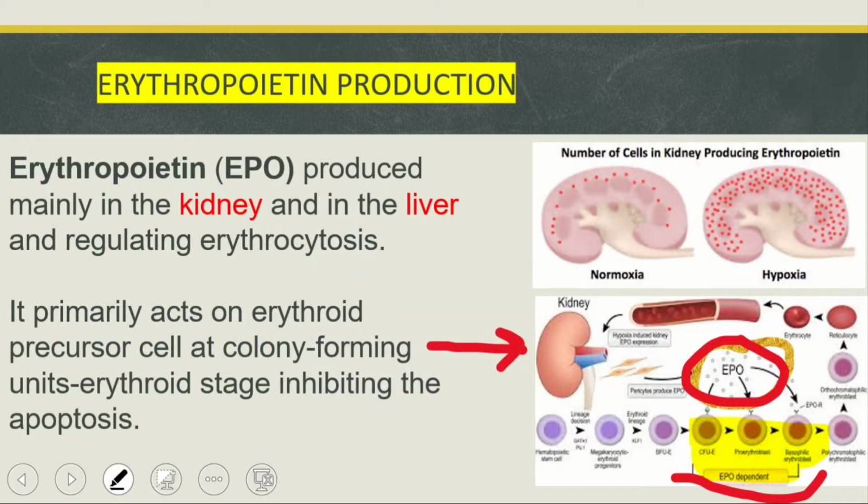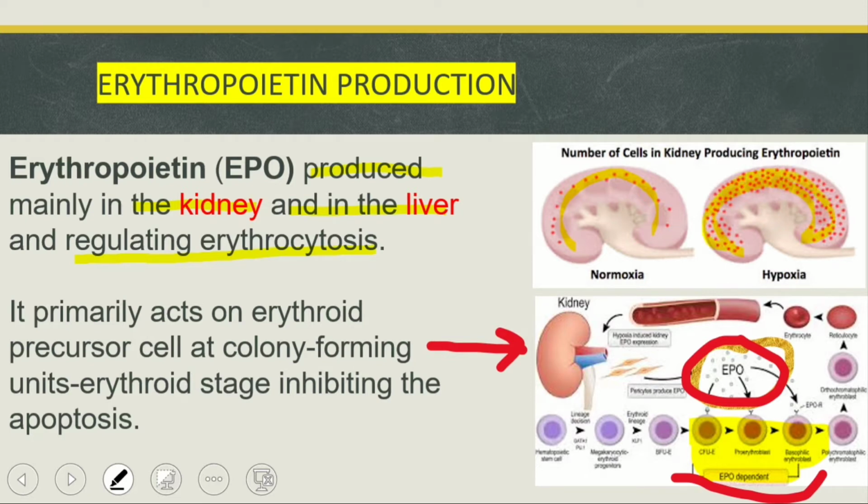Now when we look at the erythropoietin production, that is, where it is produced, we can see that it is produced mainly in the kidney and in the liver, regulating erythropoiesis, that is the red cell production. When normally enough oxygen is present in the hemoglobin in the RBCs, the erythropoietin is also present in normal quantity. But whenever there is hypoxia, meaning there is less concentration of oxygen in blood, this will be the stimulus for the erythropoietin production.